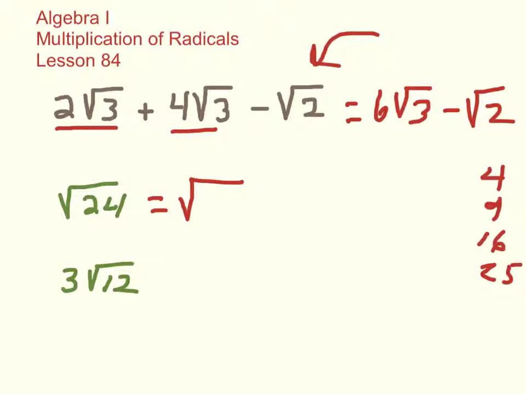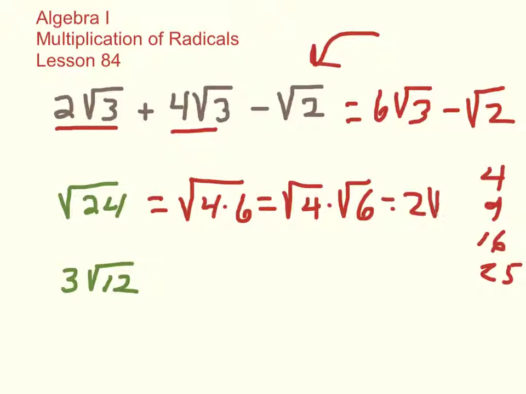The answer would be 4, and I can think of 24 as 4 times 6, which means the square root of 4 times the square root of 6. But the square root of 4 is 2, and I get 2 radical 6. This is my final answer because 6 I can't break down to a factor that's a perfect square. The only factors of 6 are 1 and 6, and 2 and 3, and none of those are perfect squares.